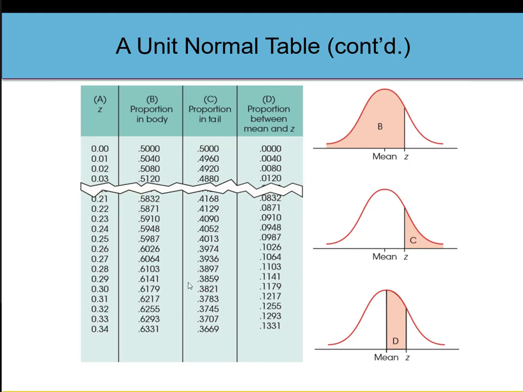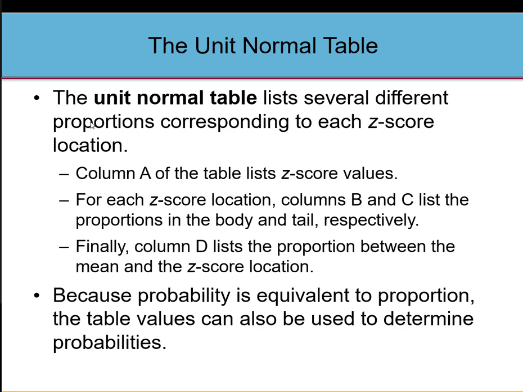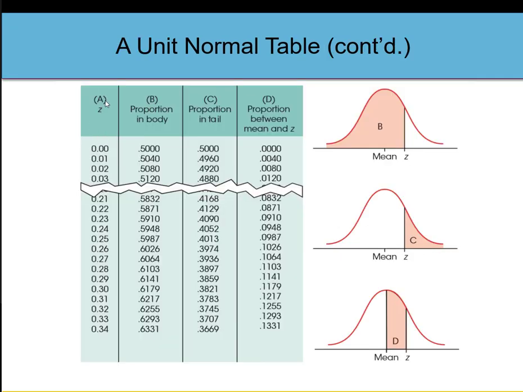So I know you don't have the textbook, but I have in the Blackboard site the whole unit normal table scanned in. And what I was describing in this slide is what I'm talking about here. In column A we have the z-score. In column B we have the proportion in the body. In column C we have the proportion in the tail. And in column D we have the proportion between the mean and the z-score. Okay, and it's only positive, but if it's a negative, we can just use the same thing because it's symmetrical.